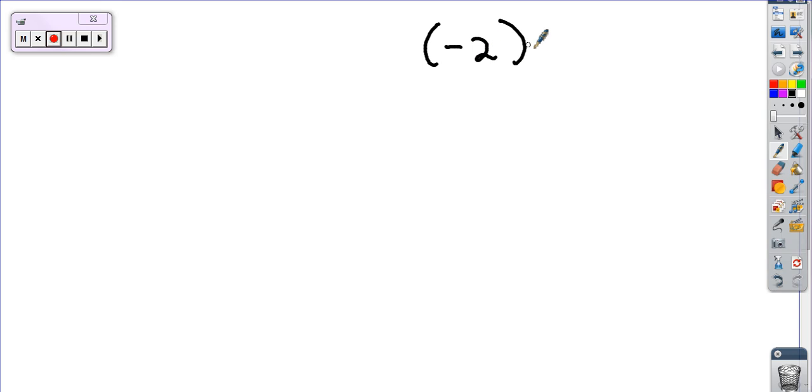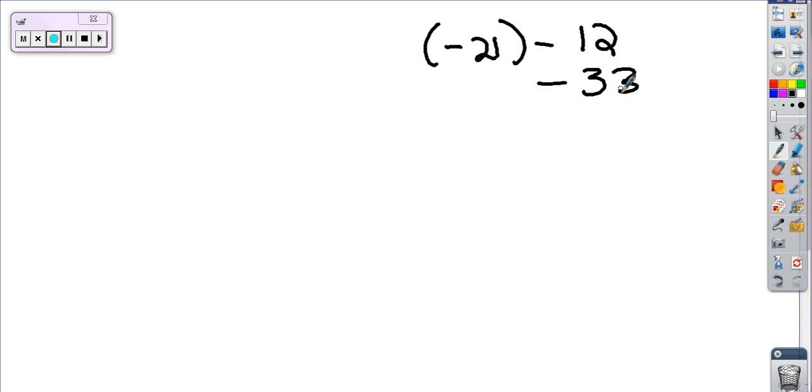Negative 21 minus 12. So we got two negative numbers. What's the answer? Negative 33. Yeah, negative 33. Really easy, right? It's really easy because they're both negatives, so we can add them.